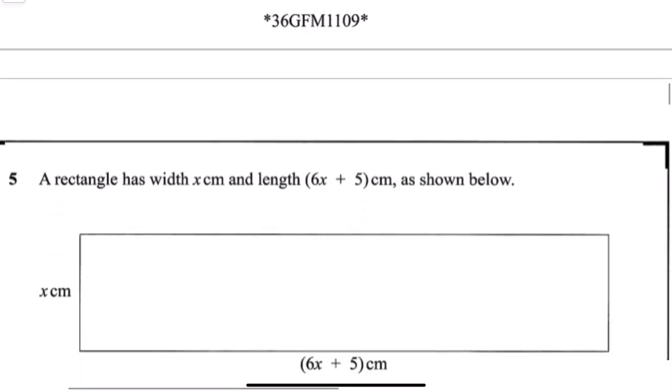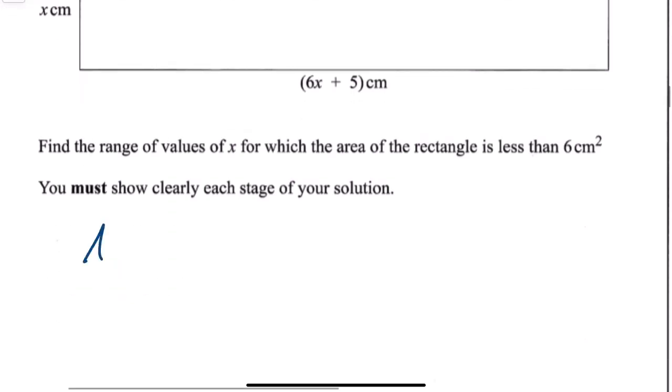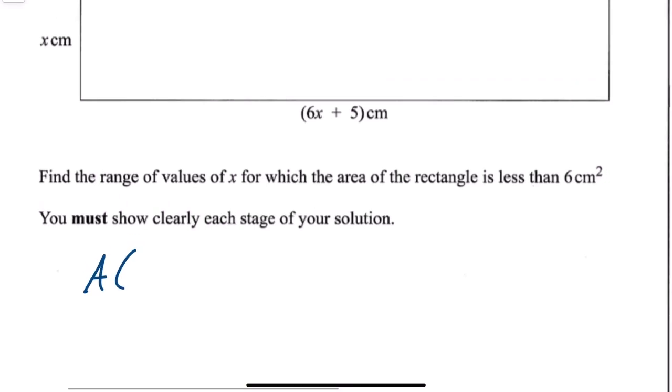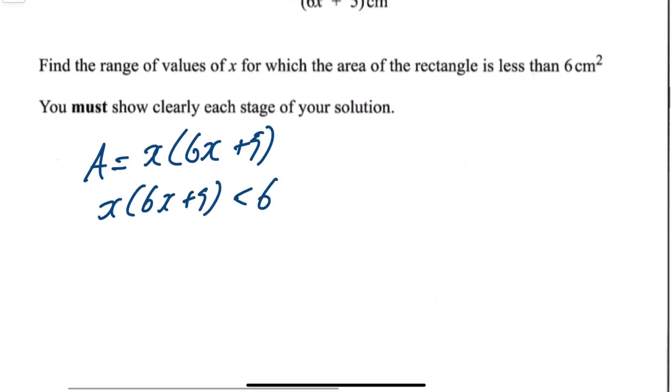Okay, question 5, a quadratic inequalities question. It says a rectangle has a width x and a length 6x plus 5 as shown, and find the range of values for which the area of the rectangle is less than 6 centimeters squared. So the area is going to be your length times your breadth. The area is going to be equal to x times 6x plus 5. And you want x times 6x plus 5 to be less than 6. So it's a quadratic inequality question. Multiplied out, you'll get 6x squared plus 5x minus 6 is less than 0. And then we want to just solve this.